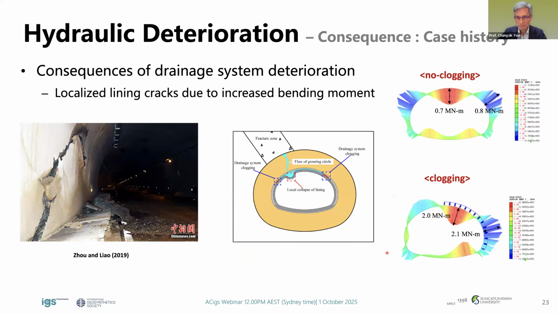Then what happens? Let's talk about what actually happens when the drainage system deteriorates. You see the lining cracks, right?